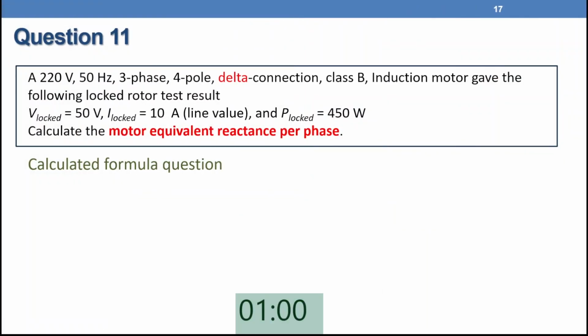Question 11. A 220 volt, 50 Hz, 3-phase, 4-pole, delta-connection Class B motor gave the following locked rotor test results: V locked 50 volt, I locked 10 ampere line value, and P locked 450 watt. Calculate the motor equivalent reactance per phase. Time starts now.